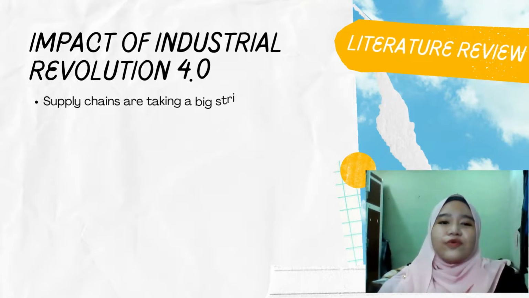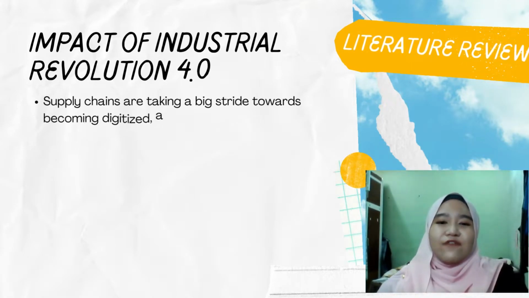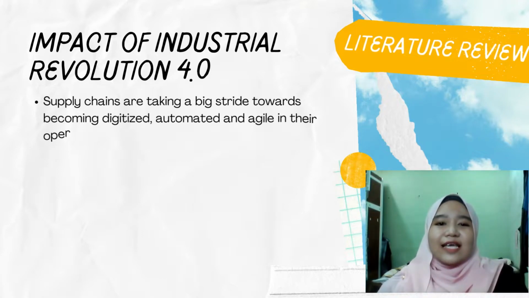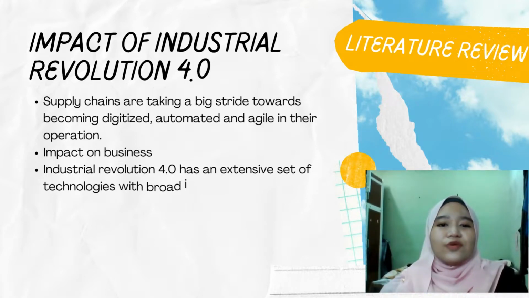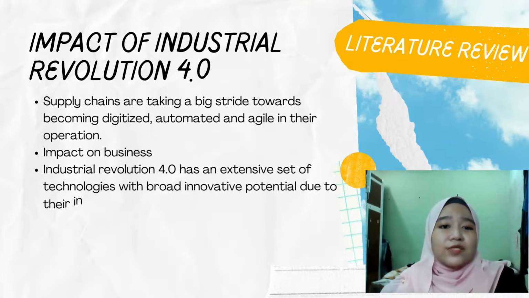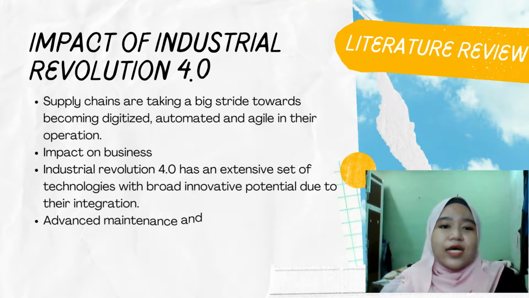So now we continue with the impact of Industrial Revolution 4.0. Supply chains are taking a big stride towards becoming digitized, automated, and agile in their operation. Disruption due to the digitization demands companies to rethink the ways their SC network is designed.